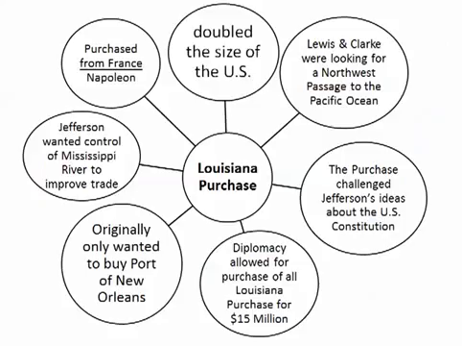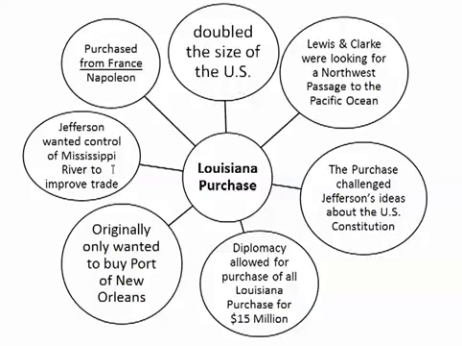Alright, so let's review real quick the Louisiana Purchase. The Louisiana Purchase, we're going to purchase from France. Thomas Jefferson's going to purchase from France, and it's going to be Napoleon who's going to be the leader of France, Emperor of France. And that purchase is going to double the size of the United States. It's going to be a huge impact.